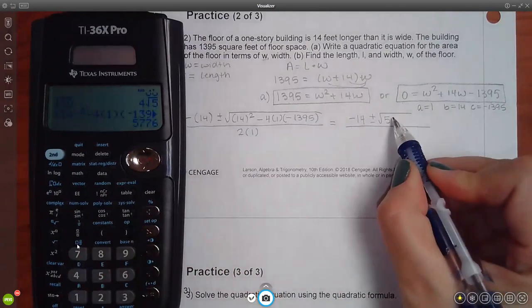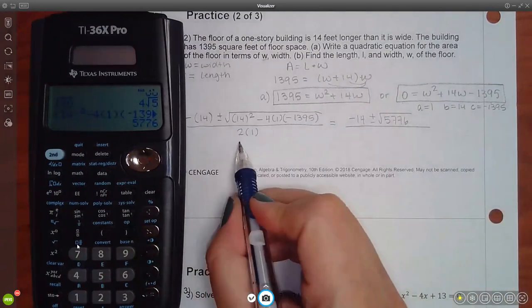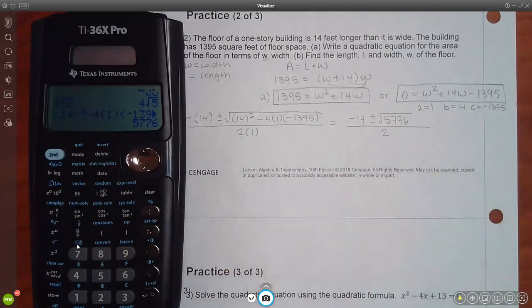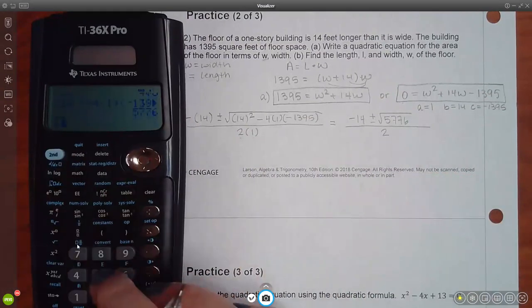Negative 13.5, and this huge number. And then on the bottom, 2 times 1 is just 2. Now let's see if that big number will simplify. Oh, wow, it does.